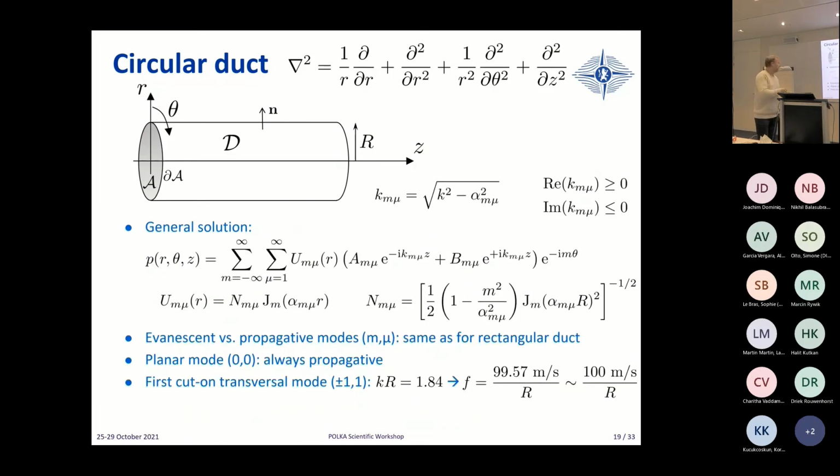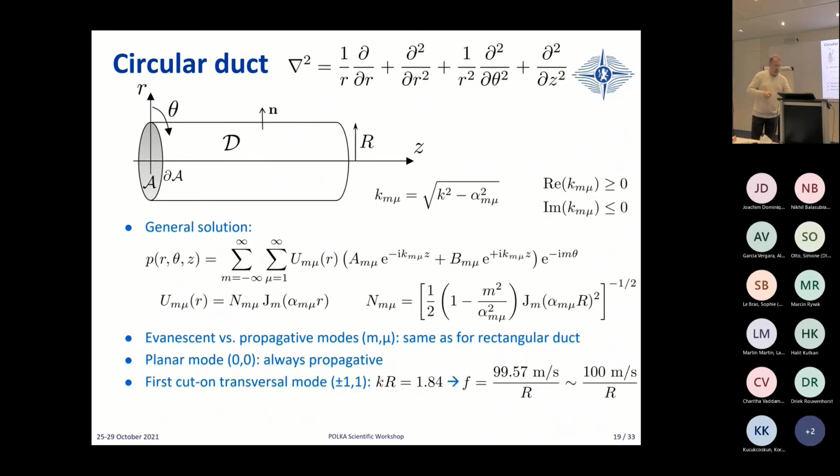Okay, so same story. Now, if you want the general solution, it's a superposition of all the azimuthal modes from minus infinity to infinity, and all the radial modes from 1 to infinity. You have just this form in here for the radial dependence, where you have this normalization factor that is introduced to preserve the energy for each mode. And then same story. The planar mode is always propagative. There's maybe just one eigenvalue that is convenient to remember, the one that corresponds to the first azimuthal mode passing.